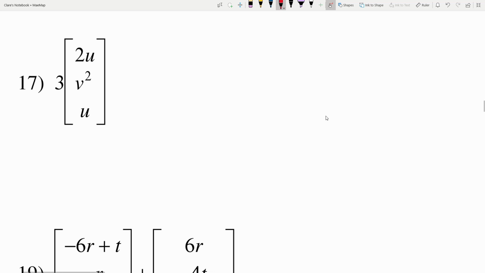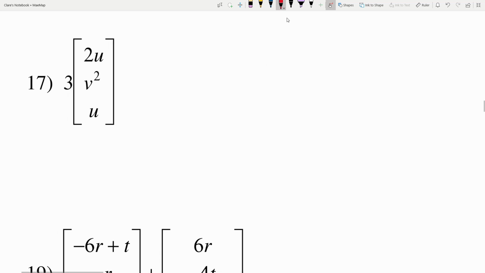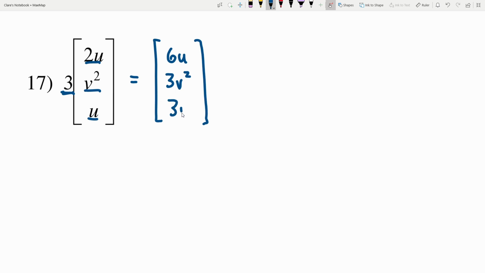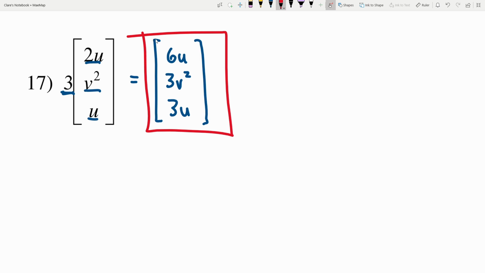Now on to number 17. I'm just multiplying everything by 3, which let's go ahead and just do this one out in our heads. So we know that we have a 3 by 1, so our result is going to be a 3 by 1. So we'll do 3 times 2u, which will be 6u, and then 3 times v squared, which is 3v squared, and then 3 times u, which is 3u. That's our solution in number 17.